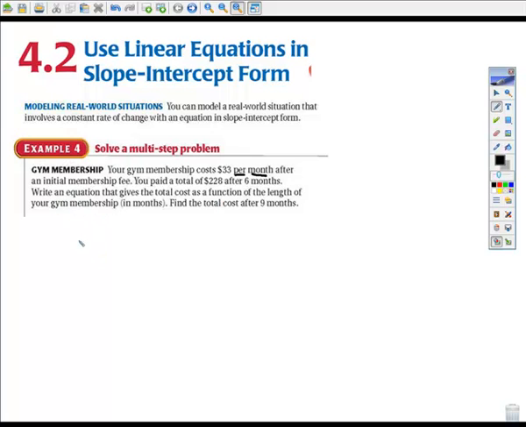gym membership. So it's going to end up being y equals mx plus b. We know that. In this case, the y is going to be the cost, and the x is going to be the months. And it's important that we know what the x and the y are because we're going to come up with a point. First, the rate is $33 a month, so that's our slope. And second, the point is for 6 months, the cost is $228.